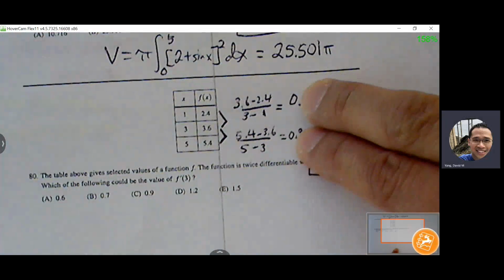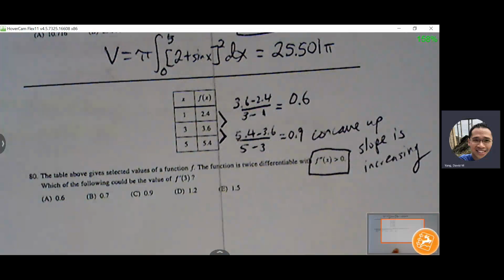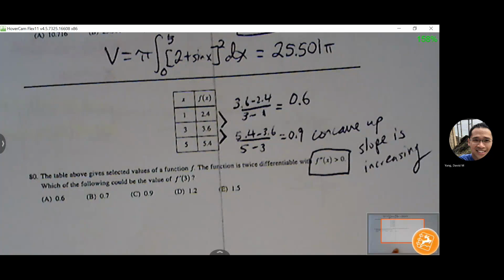Now, these numbers are very important because it tells us that we want these slopes to be ever increasing. So 0.6, blank, 0.9. What are the possibilities? It could be 0.7, it could be 0.8, but it can't be 0.6 or 0.9 because my graph is always concave up. It needs to continually increase. So the slope at 3 has got to be somewhere between 0.6 and 0.9. The only option there is 0.7.